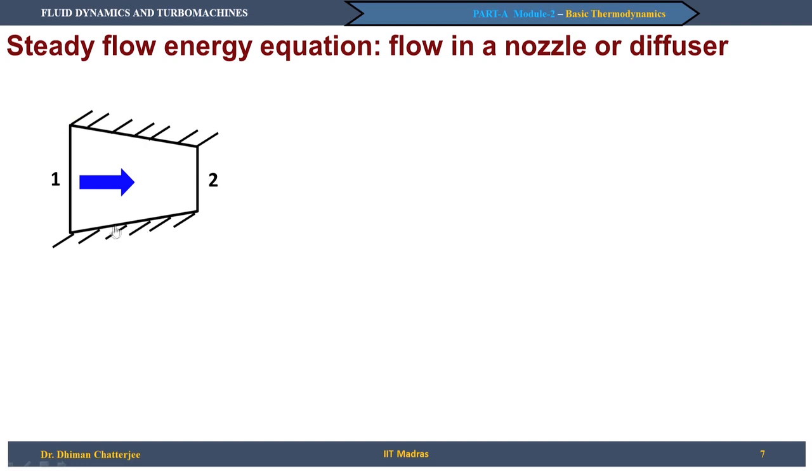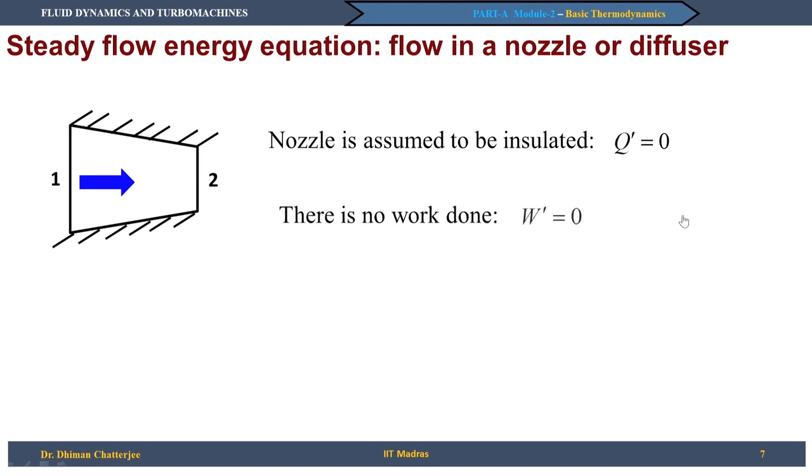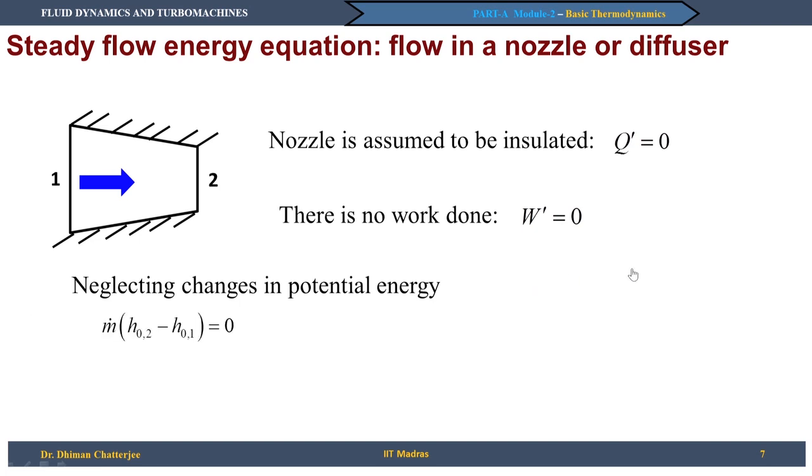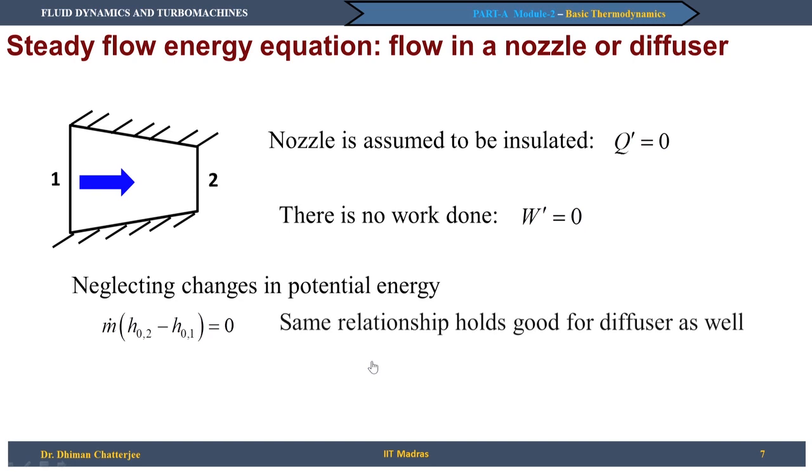The hatch lines are my attempt to show that the flow is adiabatic, and in that we say that the nozzle is insulated, which means that Q prime equals 0. The nozzle does no work because it is a stationary component, and hence W prime equals 0. The first law of thermodynamics then reduces, in the absence of potential energy change, to m dot (H02 minus H01) equals 0, or H02 is equal to H01. I have shown it for a nozzle, but the same can be said for a diffuser as well.